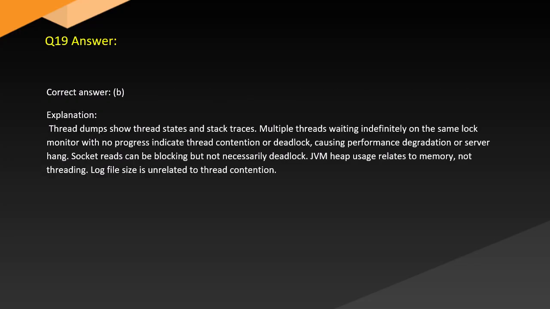Answer. Correct answer, B. Explanation. Thread dumps show thread states and stack traces. Multiple threads waiting indefinitely on the same lock monitor with no progress indicate thread contention or deadlock, causing performance degradation or server hang. Socket reads can be blocking but not necessarily deadlock. JVM heap usage relates to memory, not threading. Log file size is unrelated to thread contention.